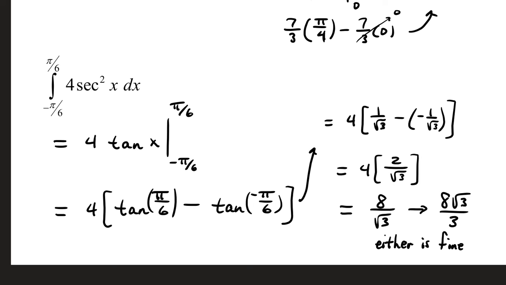If you wanted to rationalize and multiply top and bottom of the fraction by square root of 3, this is the rationalized form. Either number is fine with me. I don't care if they're rationalized or not. And if you're using WebAssign, a Cengage product, it doesn't care either.